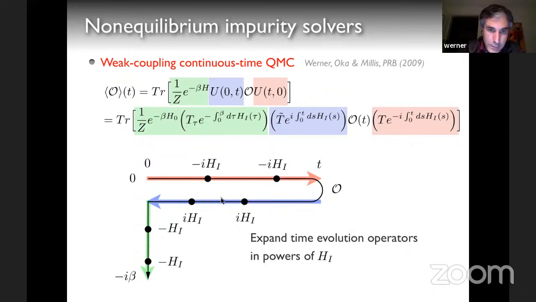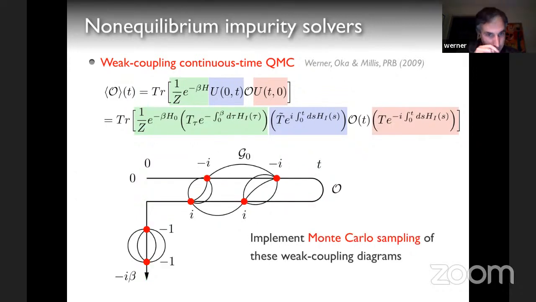And what we can now do is expand these time-ordered exponentials in powers of the interaction term. Then at the given order in the expansion, we obtain a collection of interaction vertices on this Kadanoff-Baym contour. And because the time propagation between these vertices is given by a quadratic Hamiltonian, we can integrate out the fermions and use a Wick theorem. And then basically we obtain diagrams which consist of interaction vertices linked by non-interacting bath Green's functions. Now we can implement the Monte Carlo sampling and generate all the relevant diagrams stochastically and measure their contribution to the observable of interest.